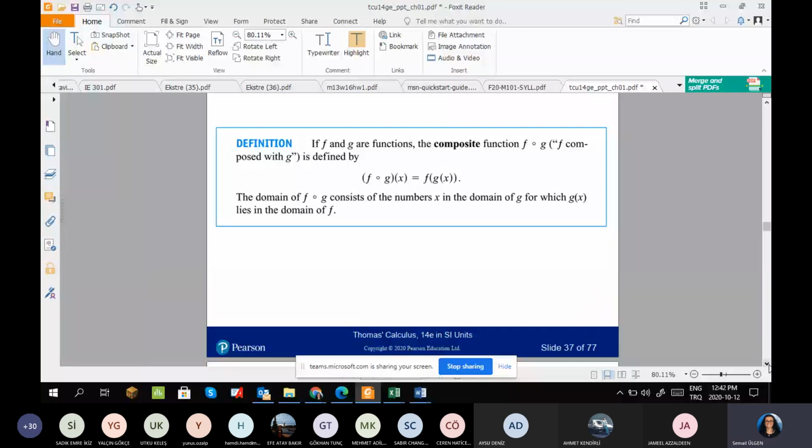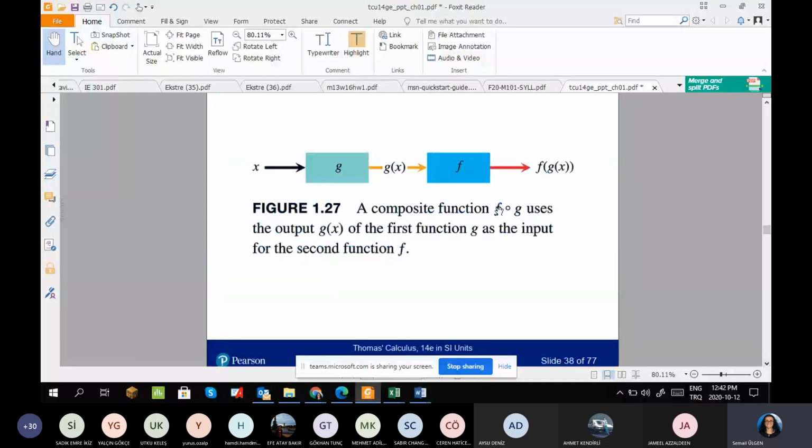When you compose them, you have to be careful though. The domain of f composed g consists of the numbers x in the domain of g for which g of x lies in the domain of f. So, for example, g has a range. The range has to be in the domain of f. In order to make this work, there's a detail in the composition of two functions.